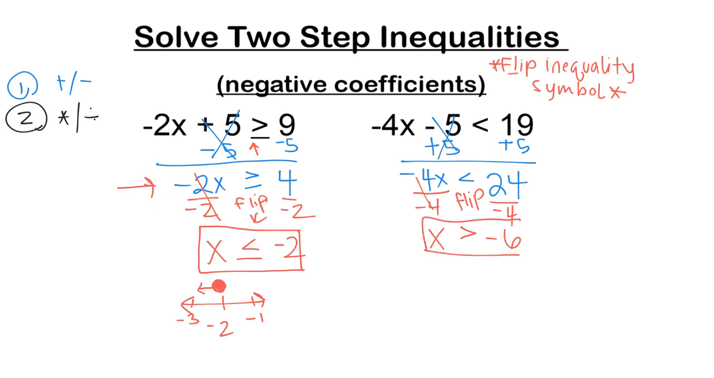Again, when you're thinking about graphing this, we want to make sure we're graphing x is greater than negative 6. So that's an open circle pointing to the right now, instead of just keeping it as that less than and pointing to the left. Okay, so again, anytime we have a negative coefficient, that means we divide or multiply by a negative. We need to make sure that we are flipping the inequality sign.